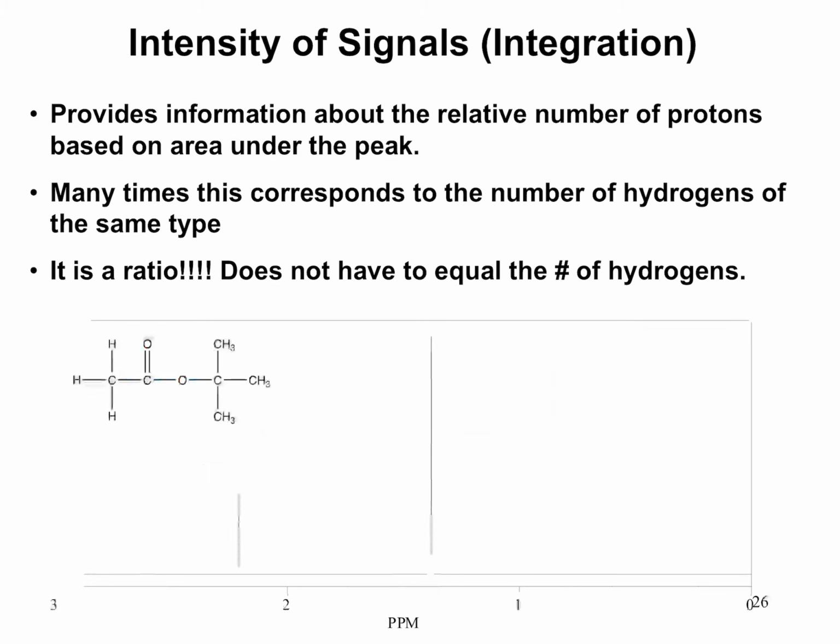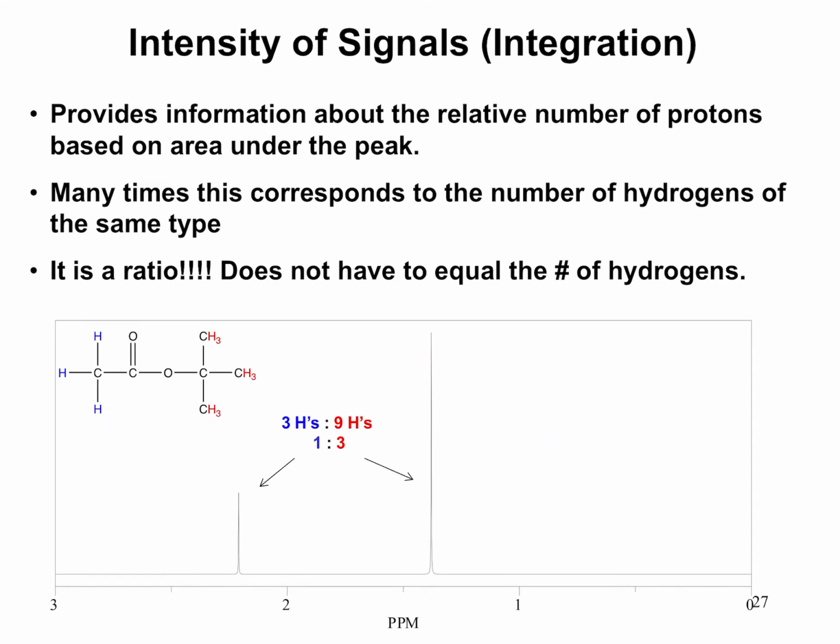So if we take a look at here, again, we should see 2 signals, right? And we see 2 signals, 2 hydrogen signals. And what we see here is that this signal is worth 3 hydrogens, and then this signal over here is worth 9 hydrogens. So it's a 1 to 3 ratio, but I will show you 3 hydrogens and 9 hydrogens. And we can see that with respect to the intensity, right? This signal right here is about 3 times more intense than the other signal. All right, so this is what we mean by integration.